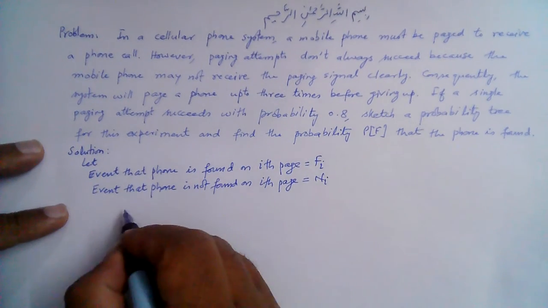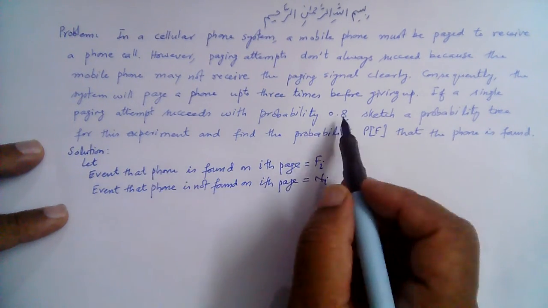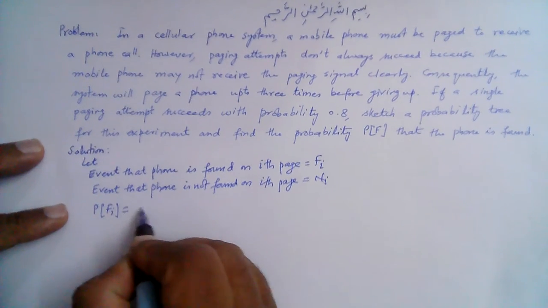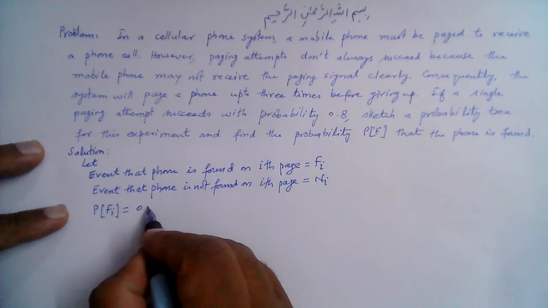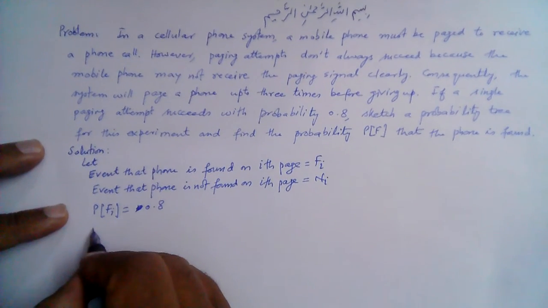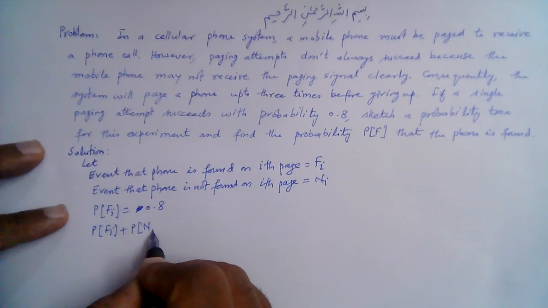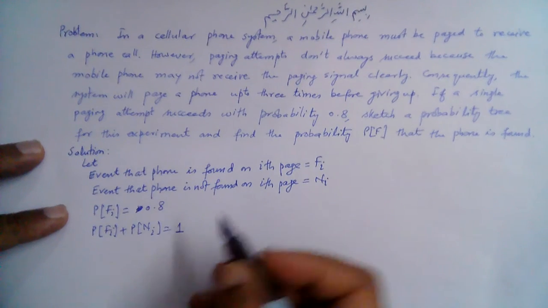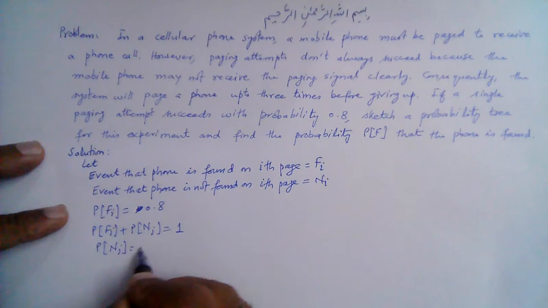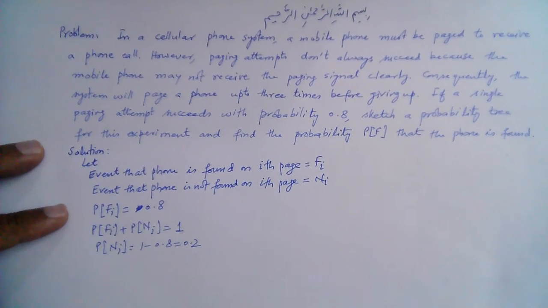So it's given that if a single paging attempt succeeds with probability 0.8, so on a single paging attempt Fi, the probability that the phone is found is 0.8. So the probability that the phone is found or not found is 1, right? Phone can either be found or not found, so this total probability is 1. So that means the probability that the phone is not found is 1 minus 0.8, that is 0.2, right?